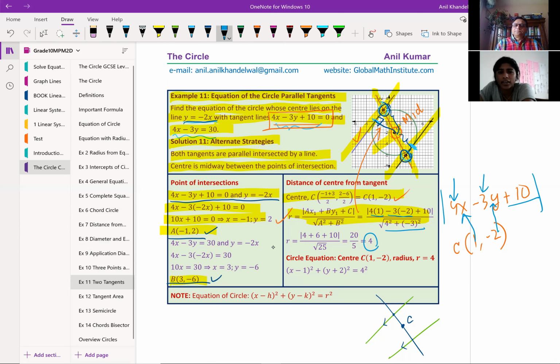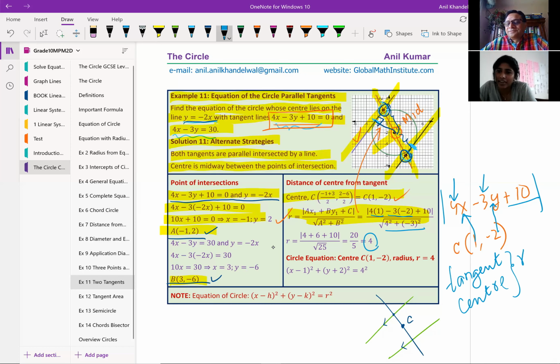So to find the radius using that formula, does it have to be in a line? Can you use that formula on a circle equation, like x squared plus y squared, that whole thing? No, you can only use it with the tangent and center. Okay, because the distance between tangent and center is the radius.